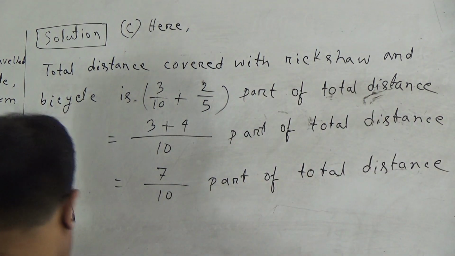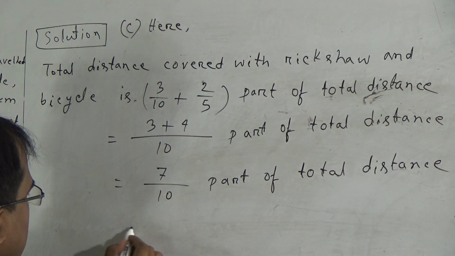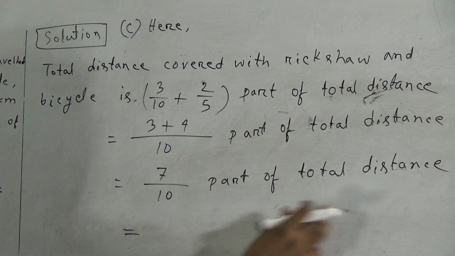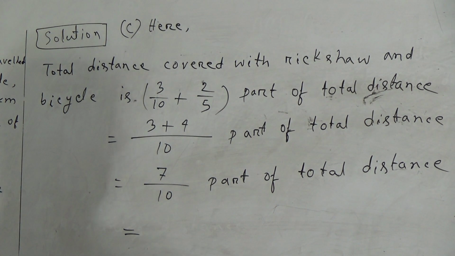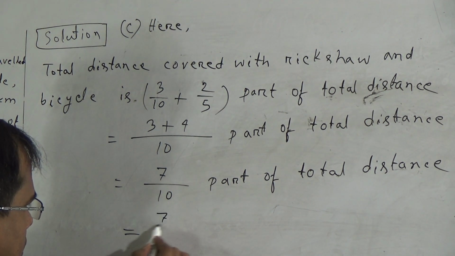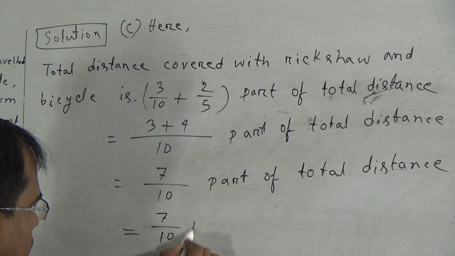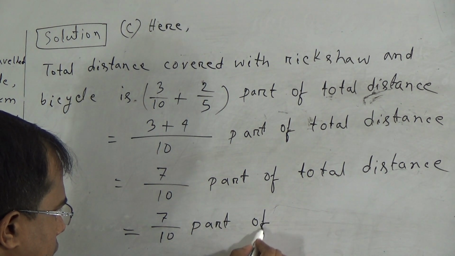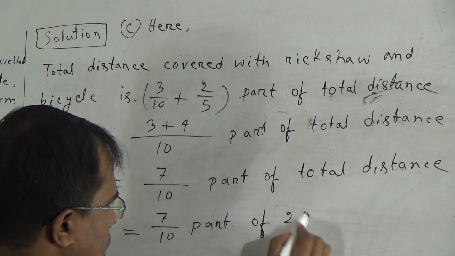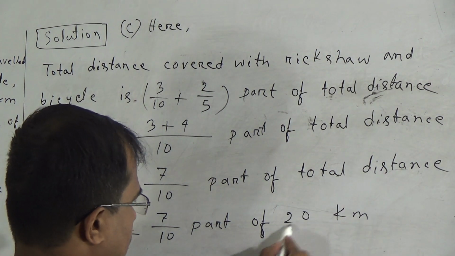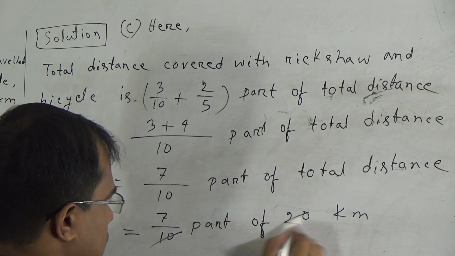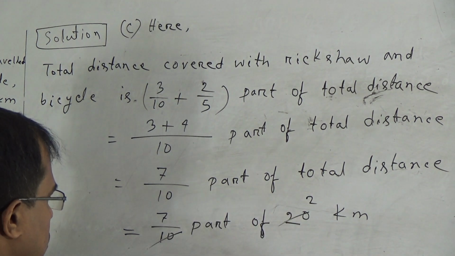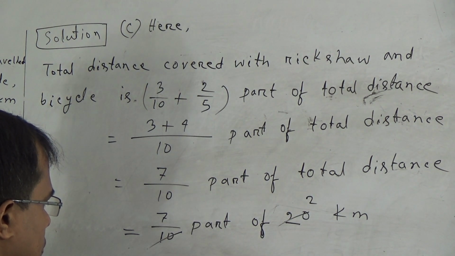Dear students, in B number we have got the total distance is 20 kilometers. So here instead of total distance we can write 20 kilometers. That means this is equal to 7 by 10 part of 20 kilometer. Now if we cut this 20 by 10, then it will be 2, and if we multiply 7 with 2, then it will be 7 multiplication 2 equal to 14 kilometer.